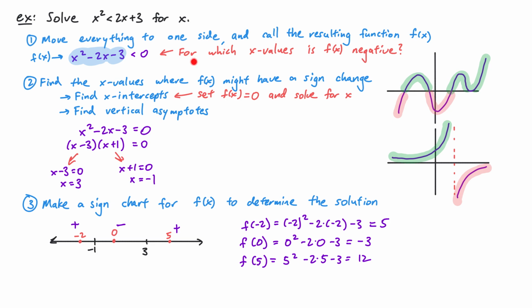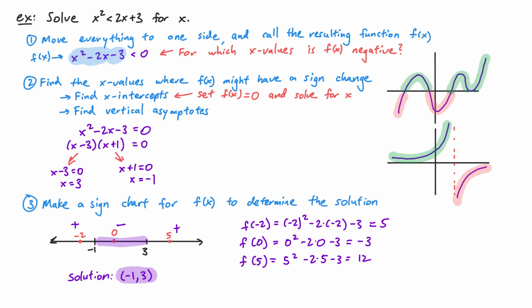The question, remember, is for which x values is our function f(x) negative? Well, according to our sign chart, our function is negative between -1 and 3. And so the solution to this inequality is the interval (-1, 3). Notice that we have parentheses for the ends of the intervals because we don't want to include the endpoints. At x equals -1, the output is 0. At 3, the output is 0. And since we're only interested in negative outputs, we don't want to include those x values.